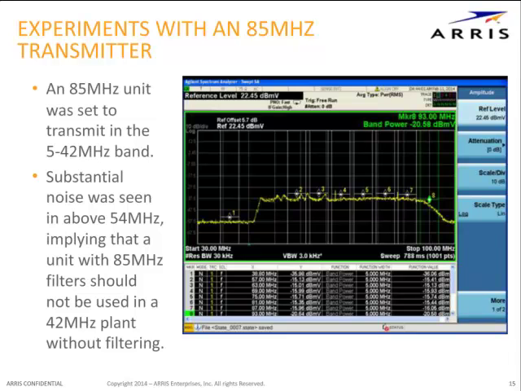Now this can be prevented with filtering, and it's just something else to keep in mind when you're looking at CPE products and you're looking at a deployment strategy. Choices will need to be made about how you want to deploy these units within the house. And I'll show a couple examples about this in a minute.